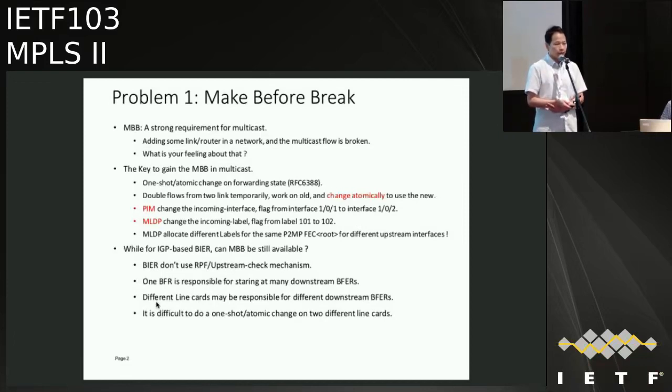But for IGP-based BEER, we have reviewed this. It may be difficult to support MBB because BEER doesn't use an RPF or upstream check mechanism. One BFR is responsible for steering to many downstream BFERs, and different line cards may be responsible for different downstream BFERs. So it may be difficult to do a one-shot change on two different line cards.